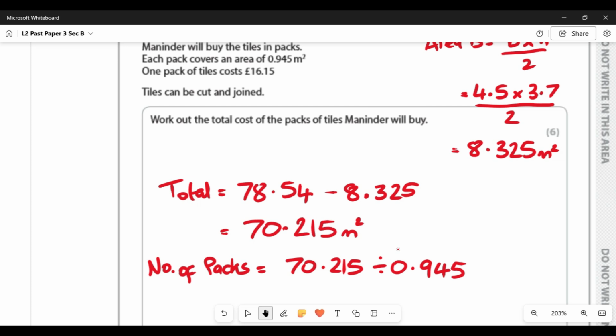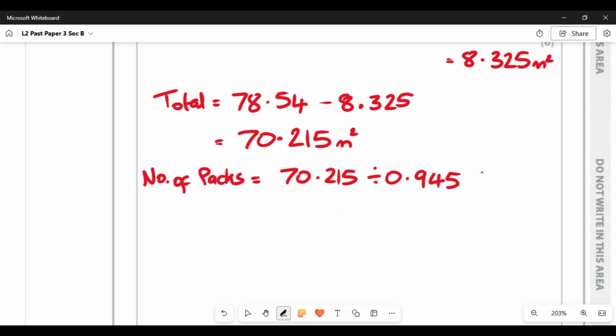That gives me 74.3, and it goes on forever. I'll just leave it like this, 74.3 packs. Obviously you can't go to the shop and buy 0.3 of a pack, so 75 packs are needed.